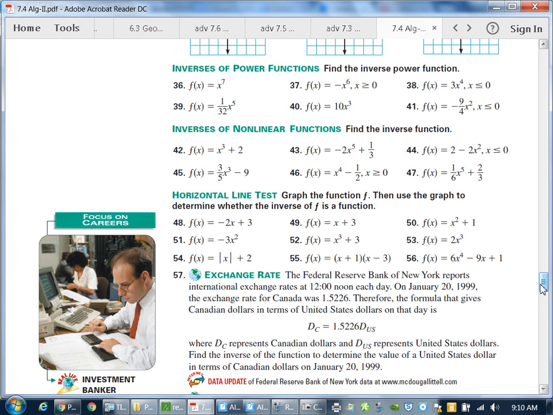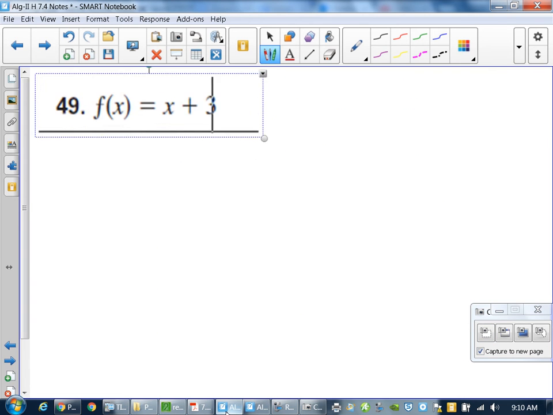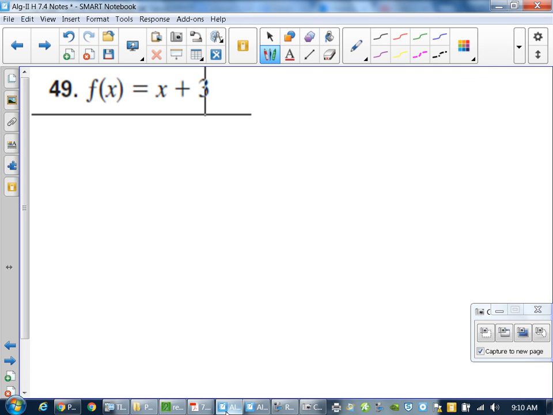Oh, okay. So I just don't understand. In this case, it says graph this, then use the graph to determine whether or not the inverse is going to be a function. So if I look at the graph of y equals x plus 3, do you agree that the graph of y equals x plus 3 is this?